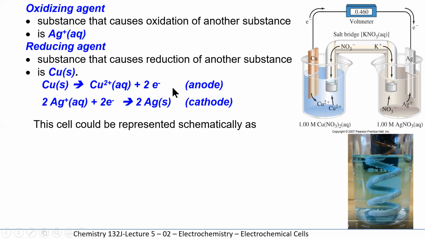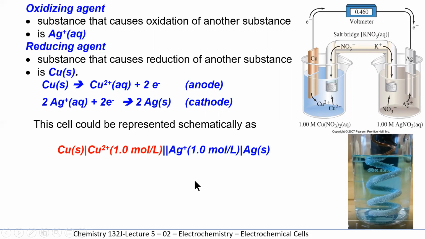Notice that we balanced the equation here with silver. There are 2 electrons that are being released for every copper atom that is being oxidized. So the silver actually has to be multiplied by 2. So we're going to multiply this whole equation by 2 so we can balance the electrons and add them up. When we add them up, we can get the overall reaction. So this is very important terminology for problems.